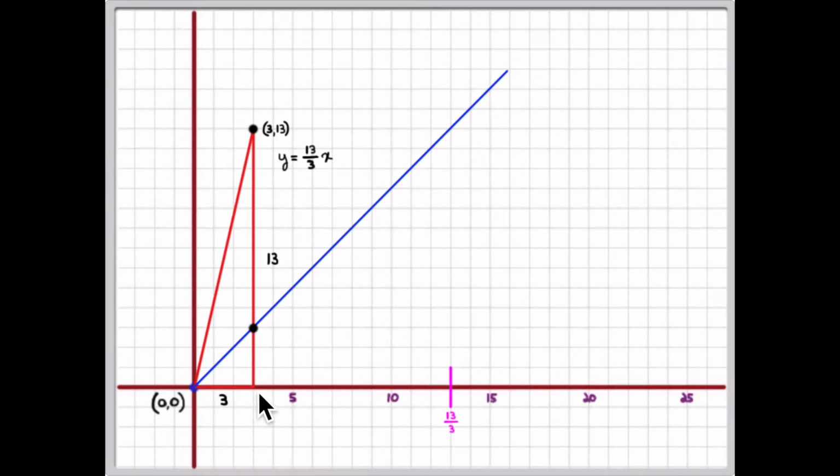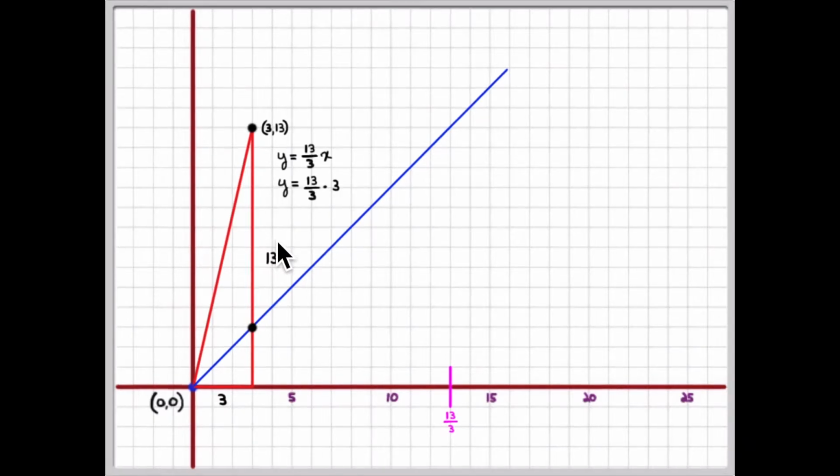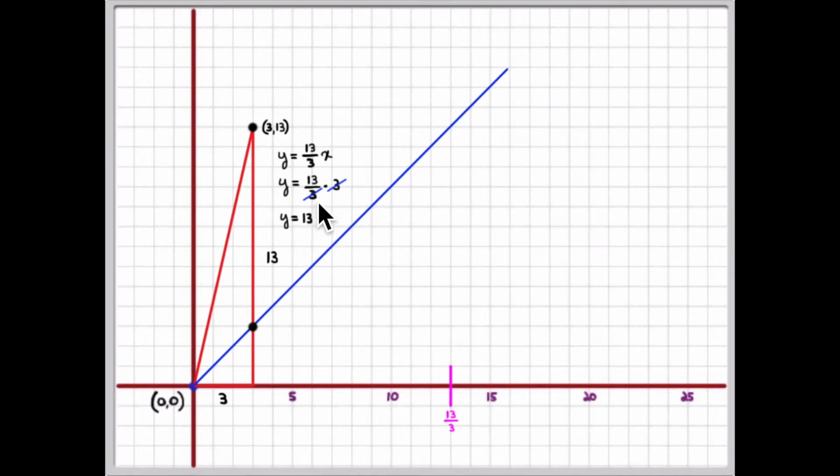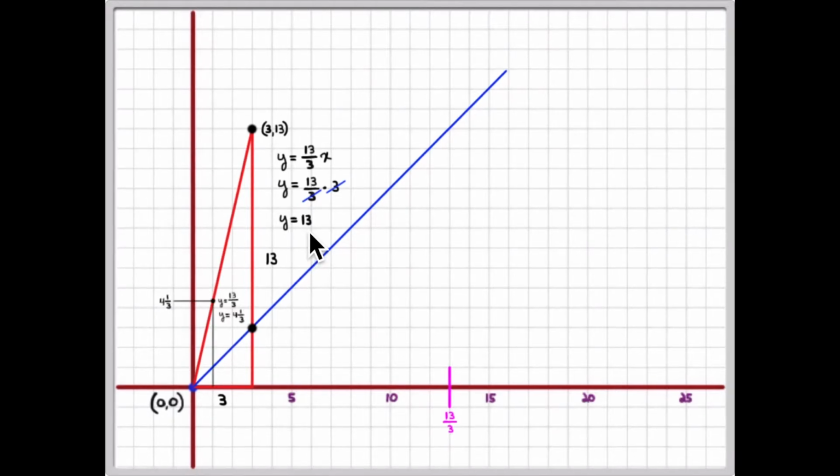So imagine you have 3 chocolates, and I said, give me 13/3 of those 3 chocolates. We're going to take those 3 chocolates, divide them into 3 equal parts, and give me 13 of those parts. So 13 chocolates is 13/3 of these 3 chocolates. So the vertical length is 13/3 times as long as 3. So 13/3 times 3 equals 13. These 3's cancel, you're left with 13. So the vertical length, y, is equal to 13 units.